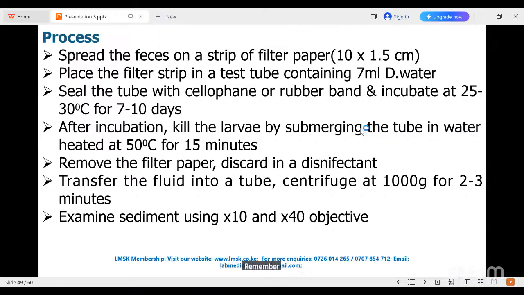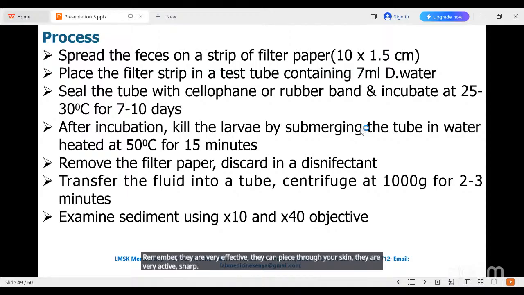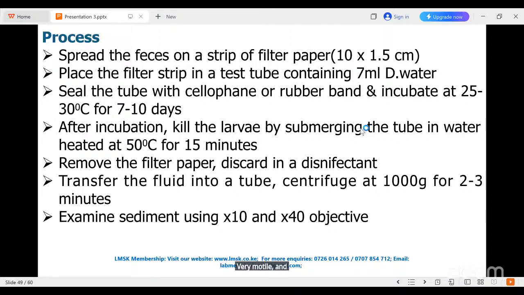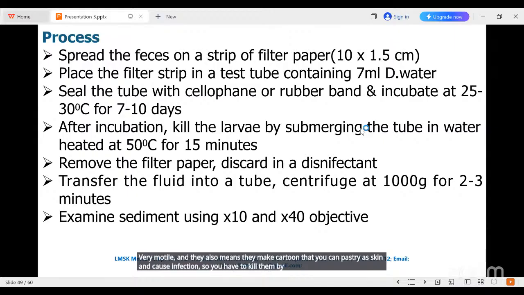Remember, they are very infective. They can pierce through your skin. They are very active, sharp, very motile, and they have some enzymatic actions that let them pierce through your skin and cause infection. So you have to kill them by submerging in 50 degree water.